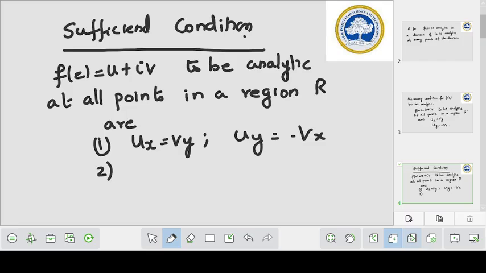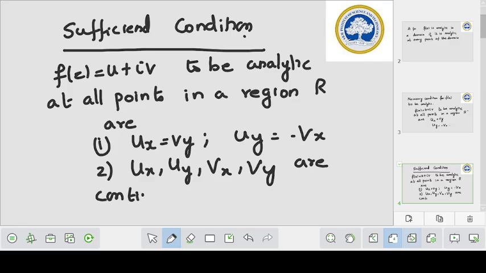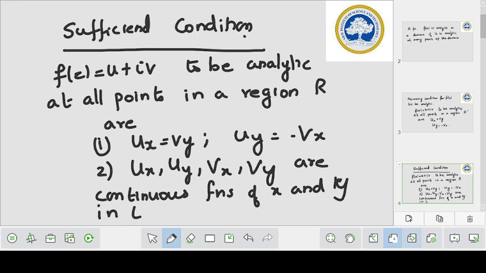And the second condition is that ux, uy, vx, vy are all continuous functions of x and y in the region R. So this one we call the sufficient condition for a function f of z to be analytic.